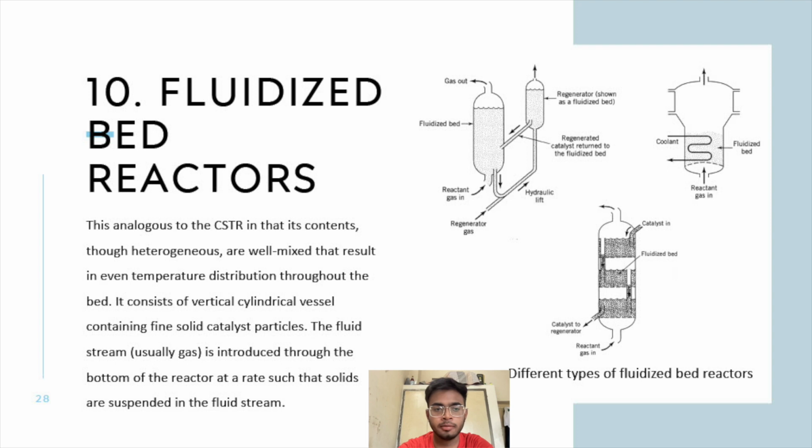Now let us study the fluidized bed reactor. This is analogous to the continuous stirred tank reactor in that its contents, though heterogeneous, are well mixed, which results in even temperature distribution throughout the bed. It consists of a vertical cylindrical vessel containing fine solid particles. The fluid stream, which is usually gaseous, is introduced at the bottom of the reactor at a rate such that the solids are suspended in the fluid stream. These are three examples of fluidized bed reactors of different kinds that are used in industries.